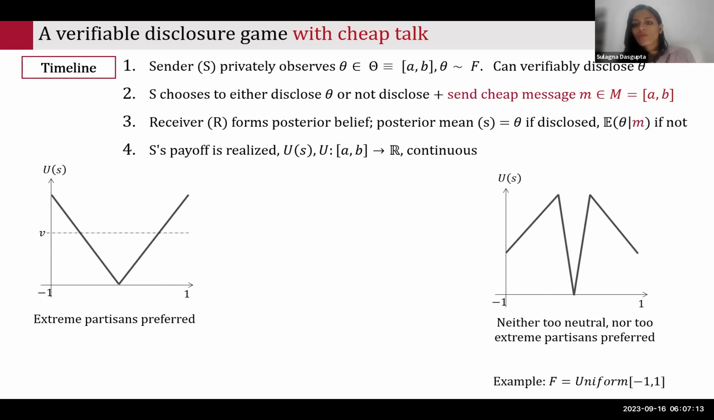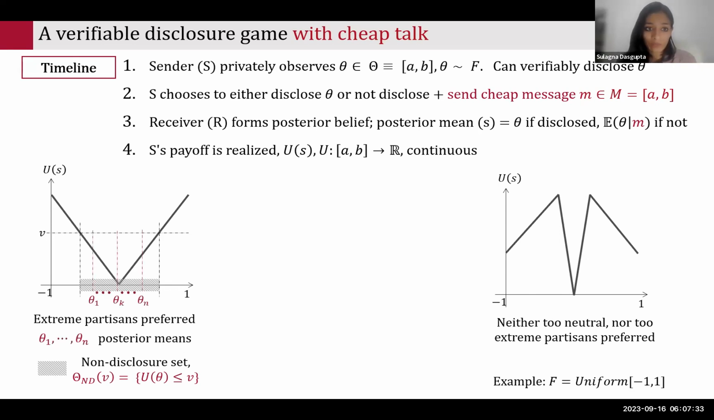So given any such V, what is the set of non-disclosure types? It's the set of types with disclosure payoff lower than V, the gray set in the figure. Note that in this case, for any V, the non-disclosure set, the gray set, is an interval. So whatever the posterior means with cheap talk, let's say those are θ1 to θn, those must lie within that interval owing to the interval structure of the non-disclosure set for this type of payoff function.